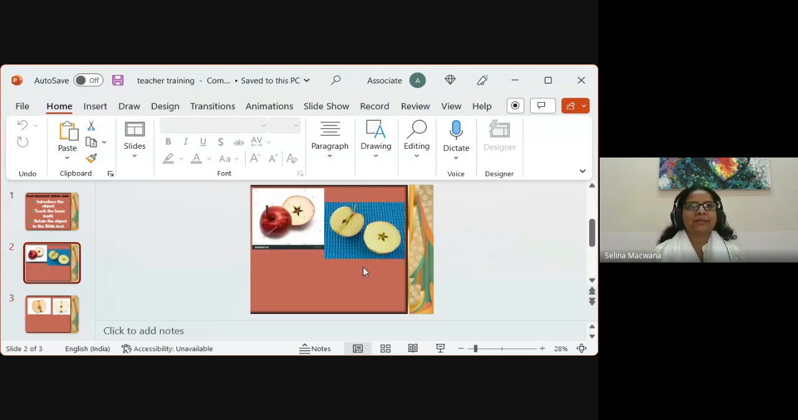What do you see in the middle? You see a star, right? Did you know there was a star in the apple? Okay, four of them in my class here, in-person students, say no. Okay, so most children will say no, we didn't know there was a star.